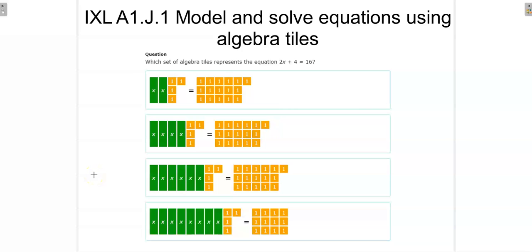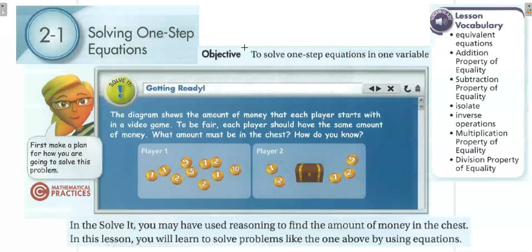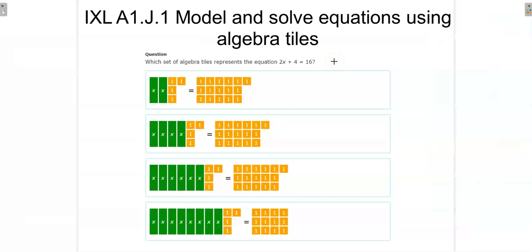Hello, this video is for IXL A1.J.1, Model and solve equations using algebra tiles. This activity corresponds with lesson 2-1 of your textbook, titled Solving One-Step Equations, where our objective is to solve one-step equations in one variable. In this activity, IXL is wanting us to use algebra tiles to model and solve equations.